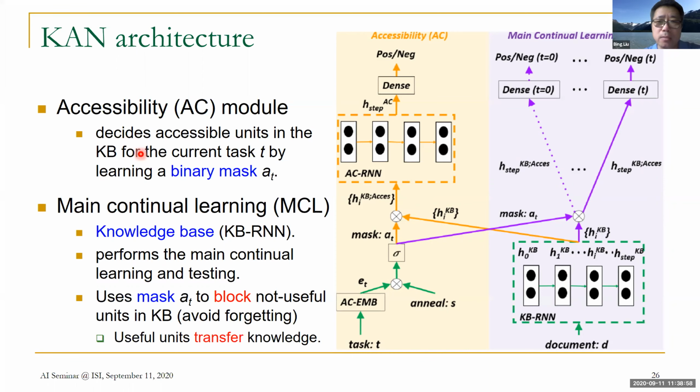We build a mask to block out certain things and to release others. So when we come to learn this new task, we can use the part which is useful to us, and at the same time improve the past. Okay, that's essentially the idea. So you can transfer knowledge forward and transfer knowledge backward.